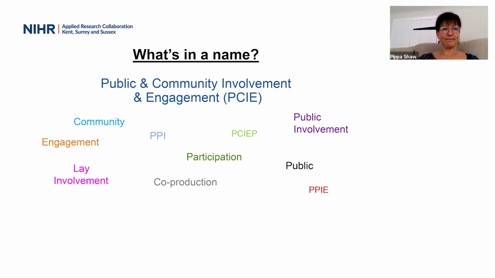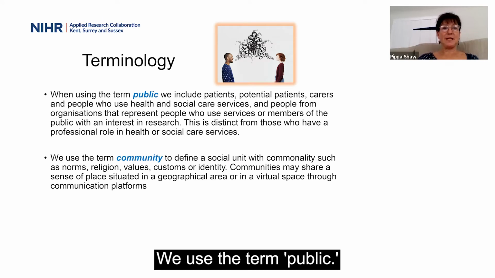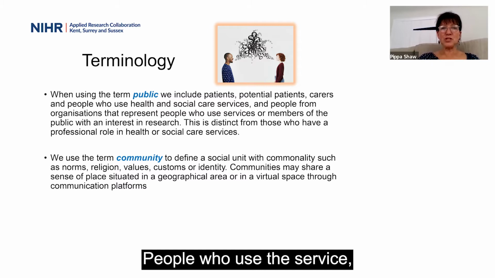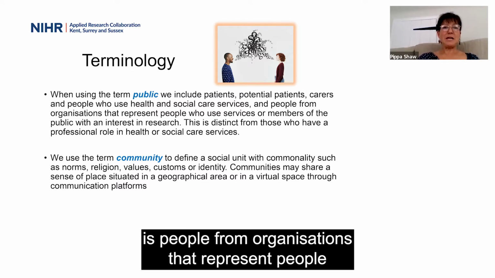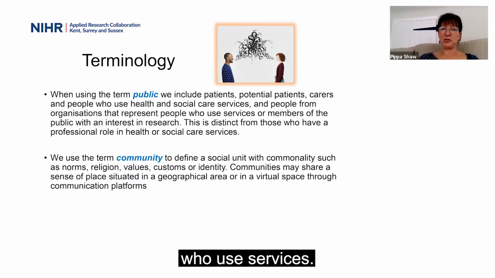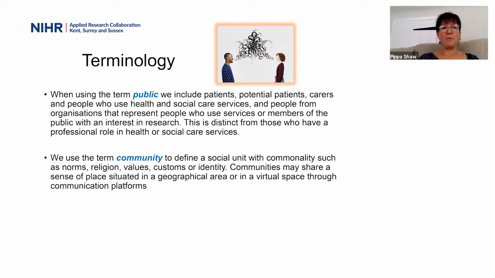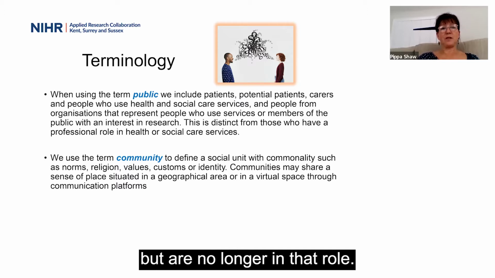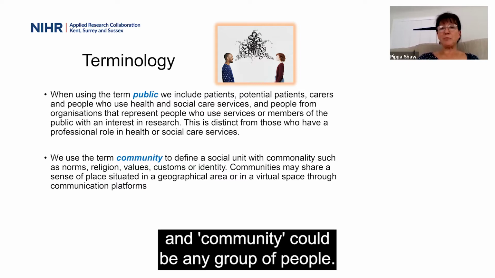Next slide, please. So this just confirms what I've just said. We use the term public. That can be patients, potential patients. We're all potential patients, people who use the service, carers of people who use the service. But actually more important, or as importantly, is people from organisations that represent people who use services. So that might be community groups, or people who just have an interest in research, or members of a professional group, one of the professional members of health and social care services in the past, but are no longer in that role. So public can mean anybody from any of those backgrounds.